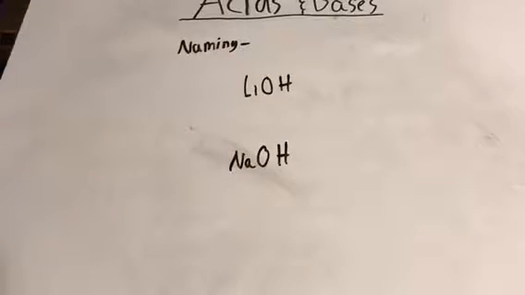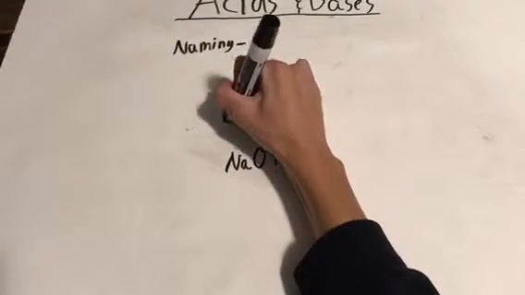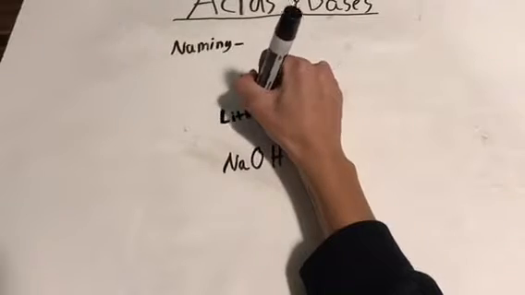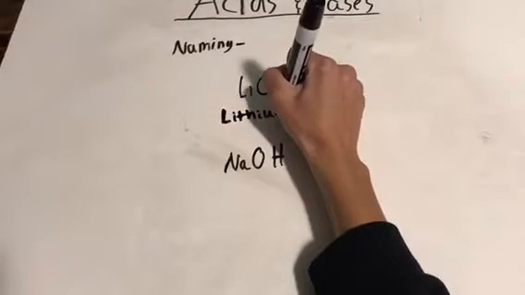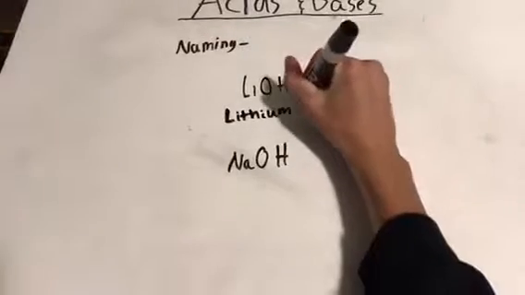Alright, here are two quick examples. The first one is lithium and OH, and then the next one is sodium and OH. So remember the first thing that you do is you write the name of the cation, which is the first element. In the first example, that'd be lithium. And then you write the name of the anion, which remember is always hydroxide.